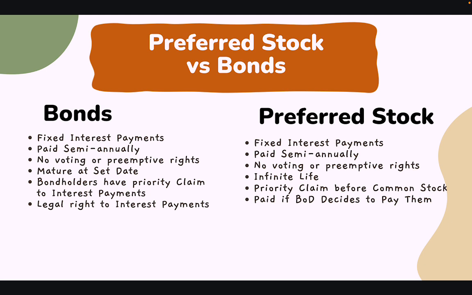There is a difference. Next, bondholders have priority claim to interest payments. Bondholders get paid before preferred stockholders. However, preferred stockholders have priority claim before common stockholders. And another difference, last one, bondholders have a legal right to interest payments. A legal right to interest payments. Unless, of course, it's a zero coupon bond, right? Preferred stockholders only get paid if the board of directors decides to pay them.